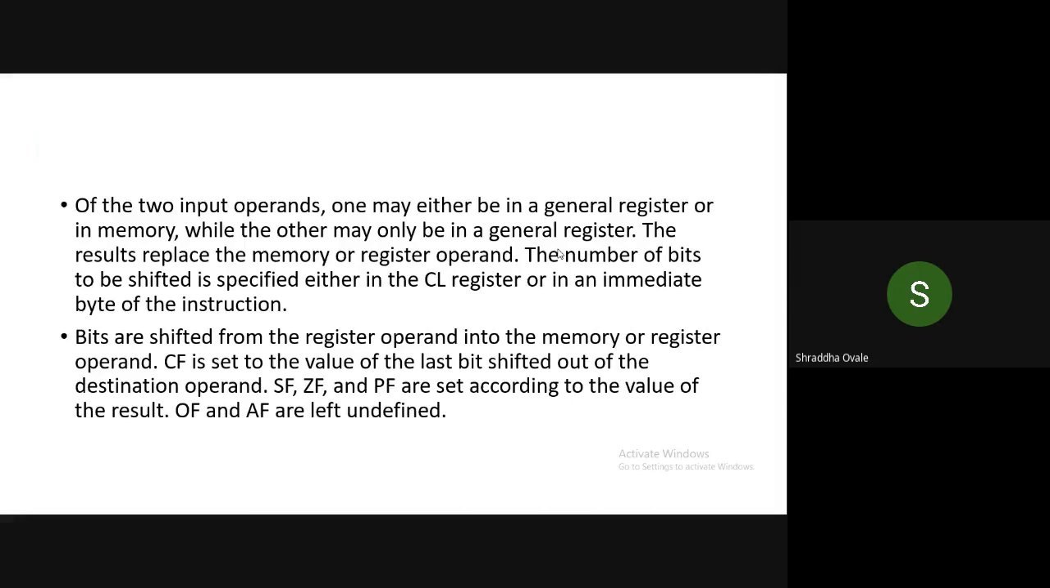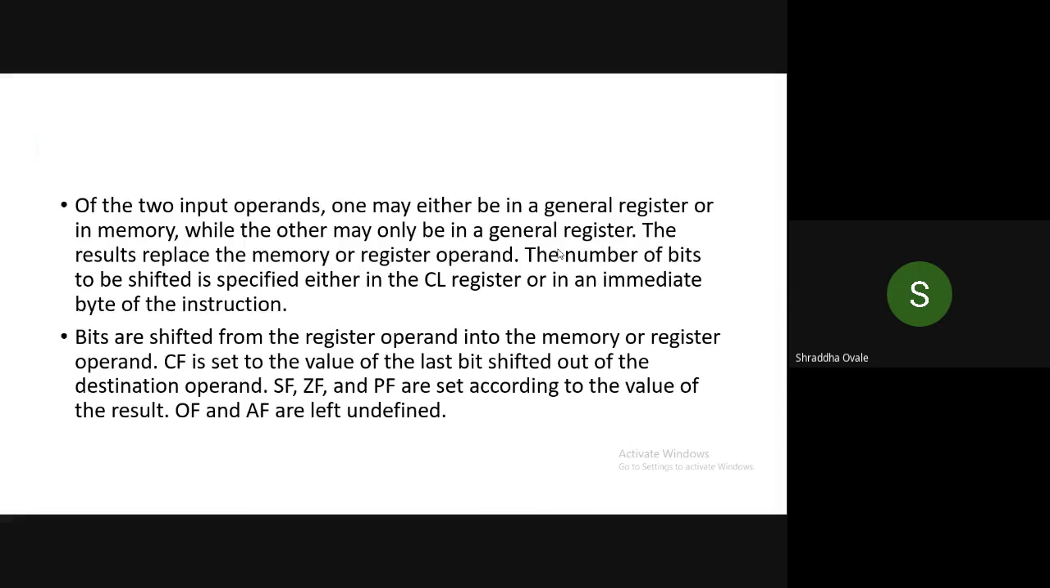So what will happen now for the flags? The carry flag is set to the value of the last bit that is shifted out of the destination operand. Whatever is the last bit that you shift, that bit will be carried into the CF flag, so the CF flag will be set to 1. SF, ZF and PF are set according to the value of the result.